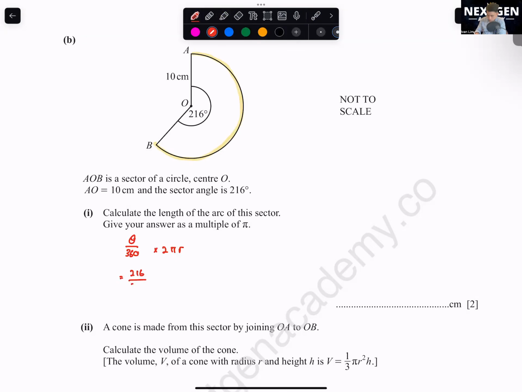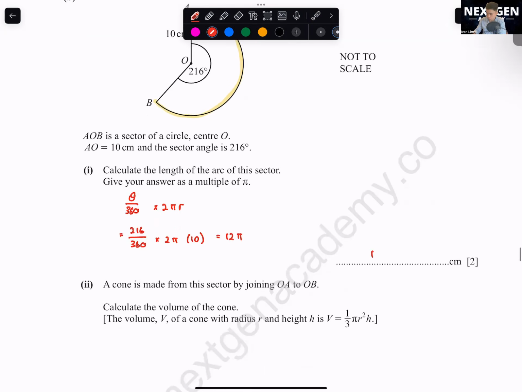Okay, you get 216 over 360 times 2 pi 10. They want it in terms of pi, so you just type out the values in your calculator. You will get here 12 pi.